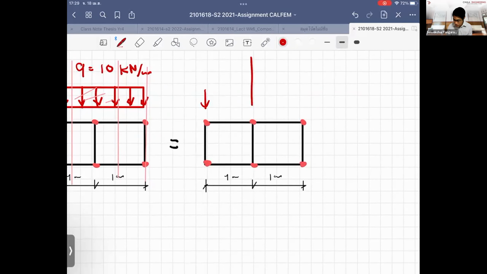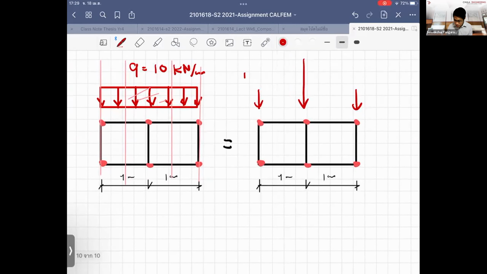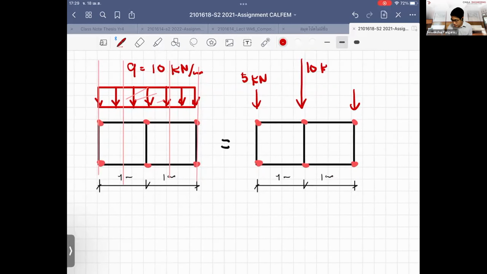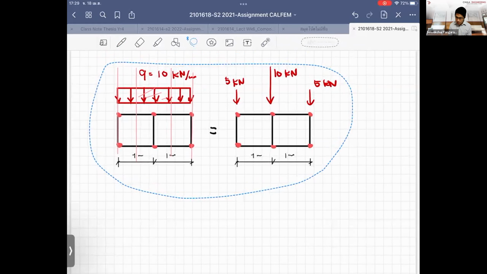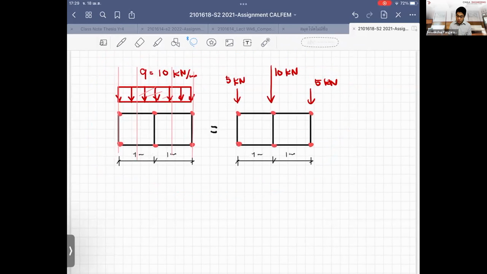This is twice of this. In the middle is a twice. And let's say this is 5 kilonewton. This is 10. And this is 5. This one is allowed because we use a bilinear shape function. You can prove that if you use a bilinear shape function and you use the full integration of the force, you will obtain the same results.